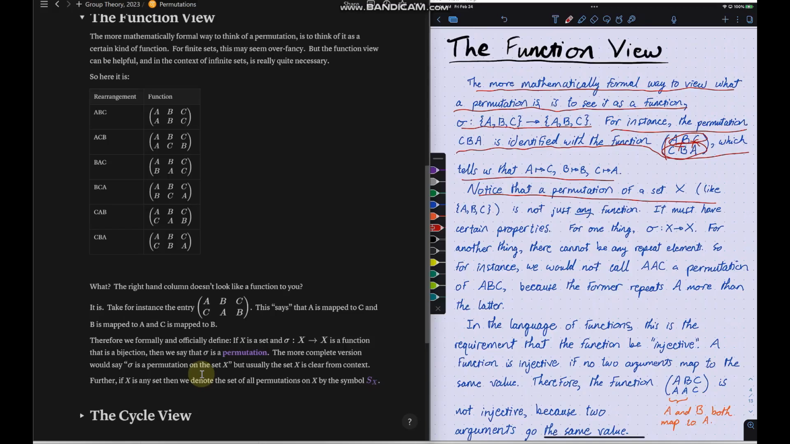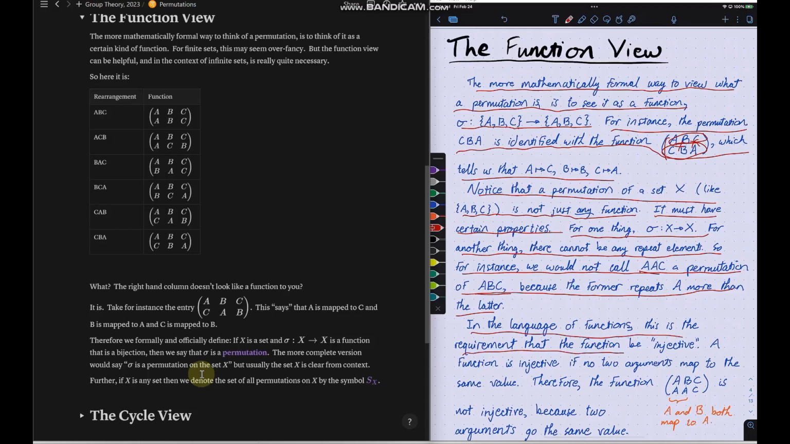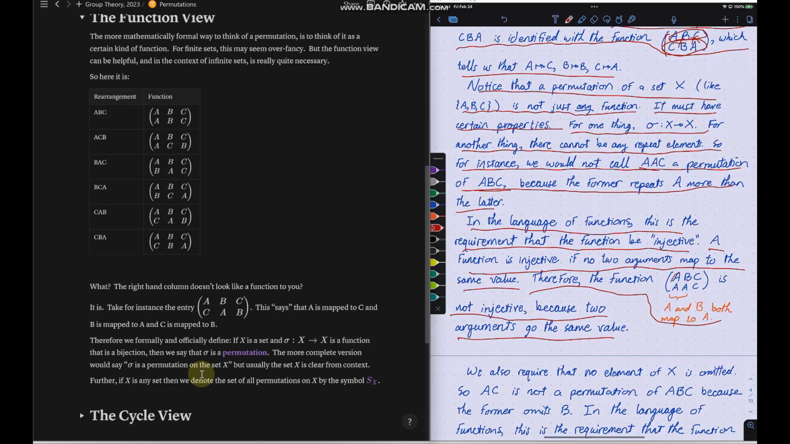Notice that a permutation of a set X, like the set ABC, is not just any function. It must have certain properties. For one thing, it must be a function sigma from X to X. For another thing, there cannot be any repeat elements. So for instance, we would not call AAC a permutation of ABC because the former repeats A more than the latter. In the language of functions, this is the requirement that the function be injective. A function is injective if no two arguments map to the same value. Therefore, the function given in this table is not injective because two arguments go to the same value, namely these two, A and B, both map to the same value, A.